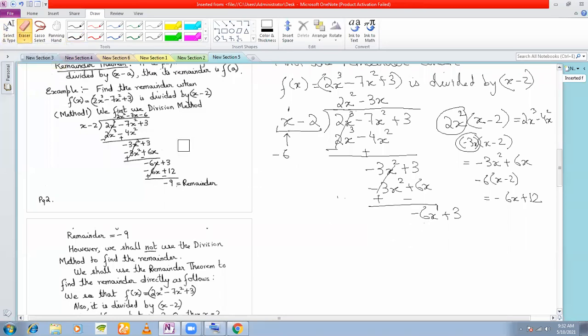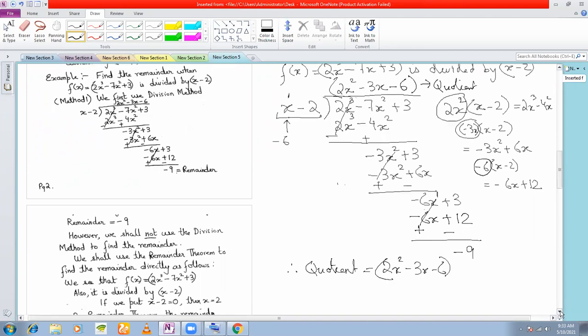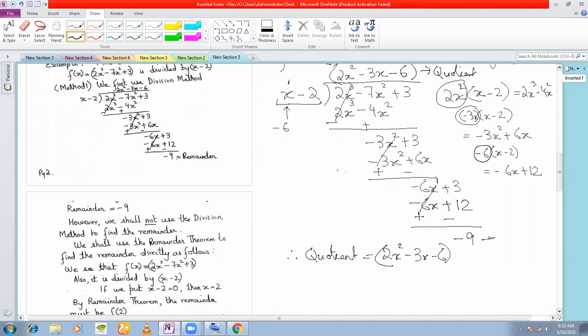So now, once you have multiplied, what have you multiplied by? You have multiplied by minus 6. So you write minus 6 on top. You get minus 6x plus 12. And then you subtract. Cancels, you get minus 9. What did we say in class 8? If you remember, we call this as the quotient, right? Therefore, quotient is equal to 2x square minus 3x minus 6. And what was the remainder? This we called as the remainder.